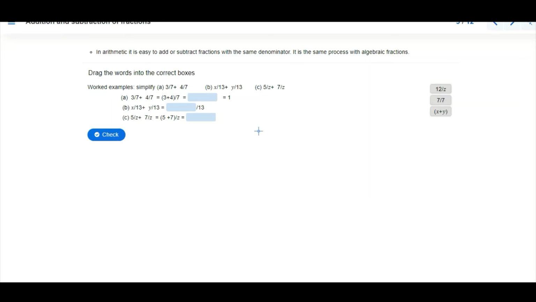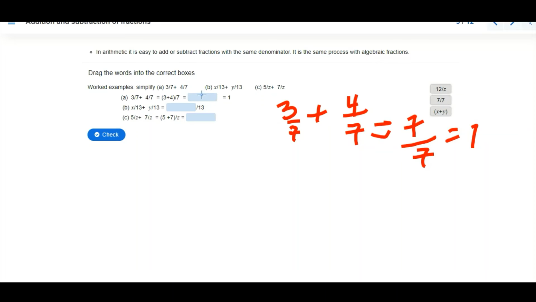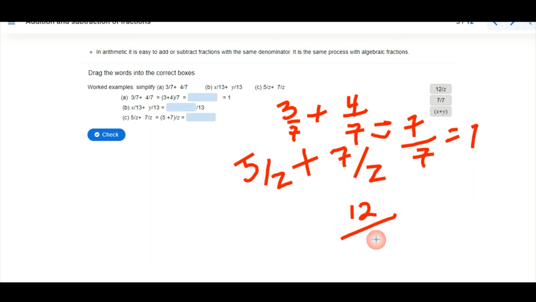So addition, let's look at it. 3 over 7 plus 4 over 7. 3 plus 4 is what? 7. Because we have a common denominator, we have 7. 7 divided by 7 will give us 1. So this place should be 7 over 7. Now let's pick the C part, which is 5 over 7 plus 7 over Z. This is an example of an algebraic fraction that deals with addition. Now 5 plus 7 is 12. So 12 over Z, because we have a common denominator, and we can see the solution to the problem there.